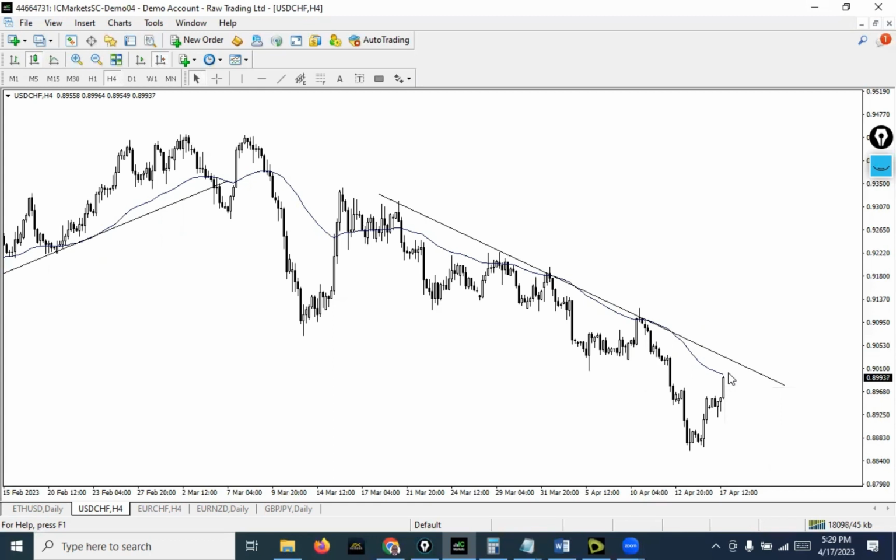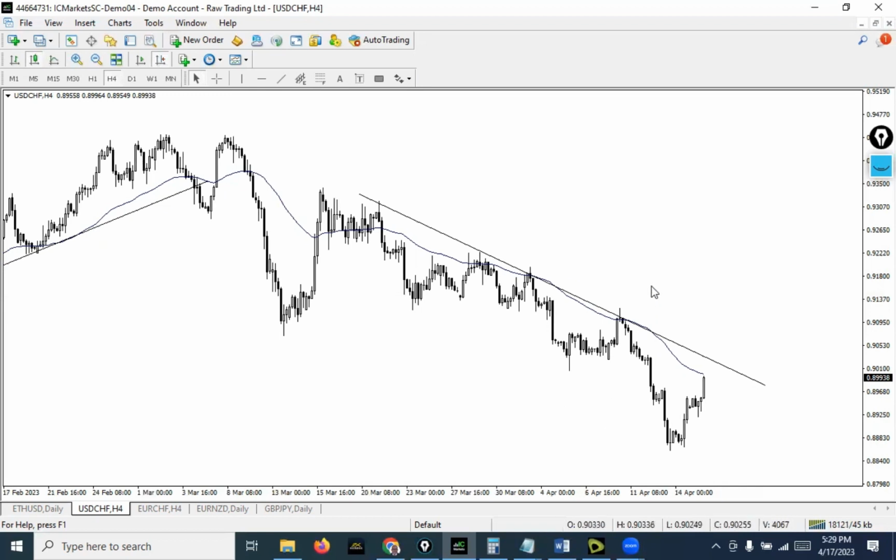Now, if you use the Fibonacci retracement tool to determine at what point you should enter the market, or at what point you should prepare to enter the market, it is a very good entry strategy. So now I'm going to show you an example of what I'm talking about.